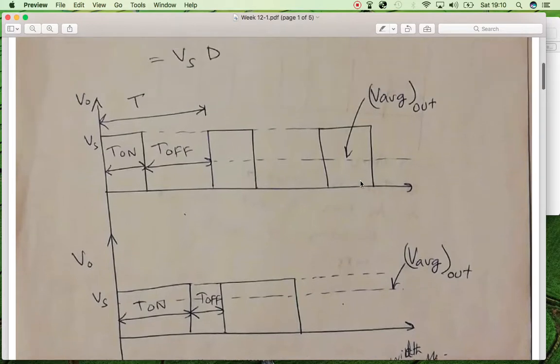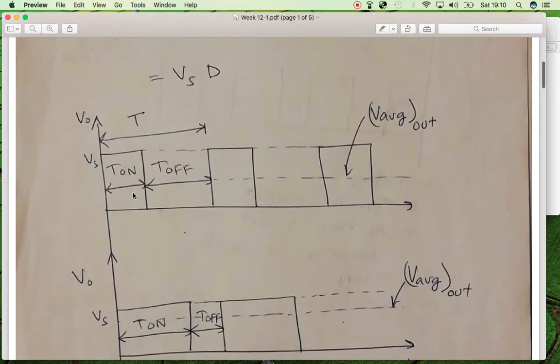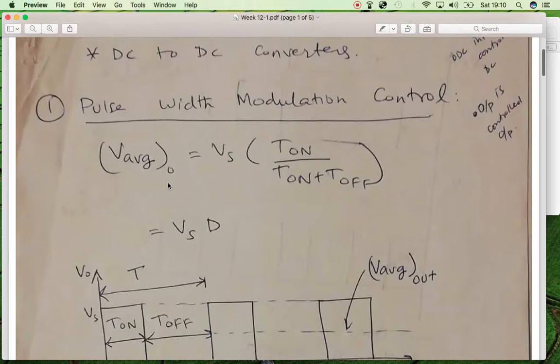So in this way, by varying the width of the pulses, by controlling the switch between the supply and the load, we are varying the T on and T off, and in that way we are varying the output control voltage or the average output voltage. In this formula you can see the average output voltage is equal to the supply voltage multiplied by T on divided by the summation of T on plus T off, which is always equal to the duty cycle, which is equal to T on by total time T.